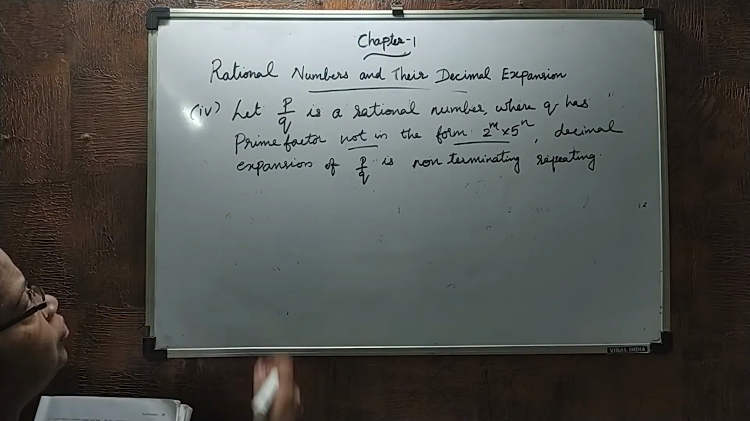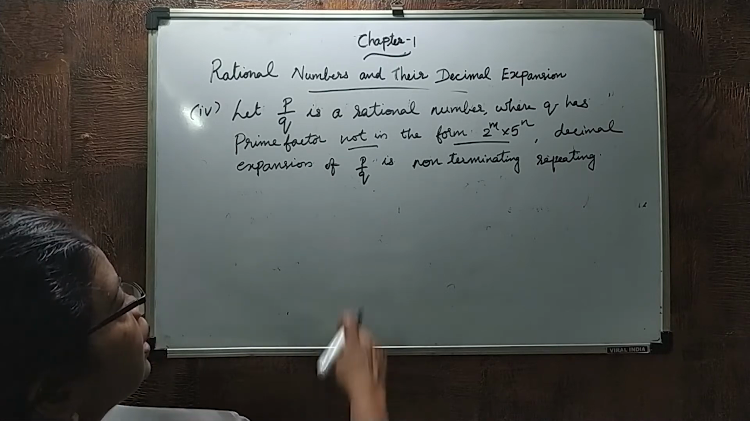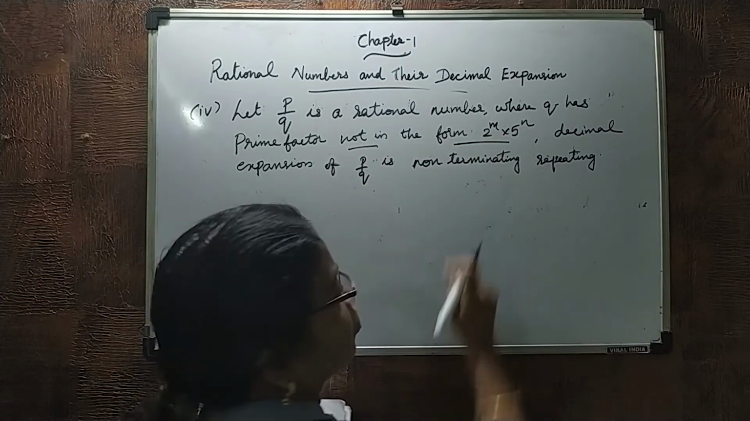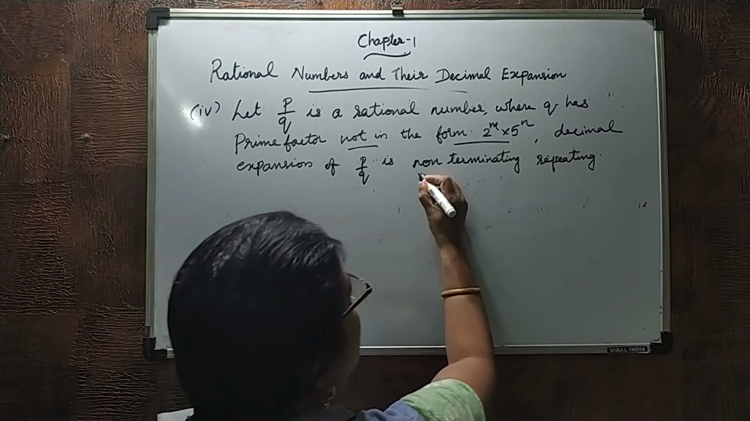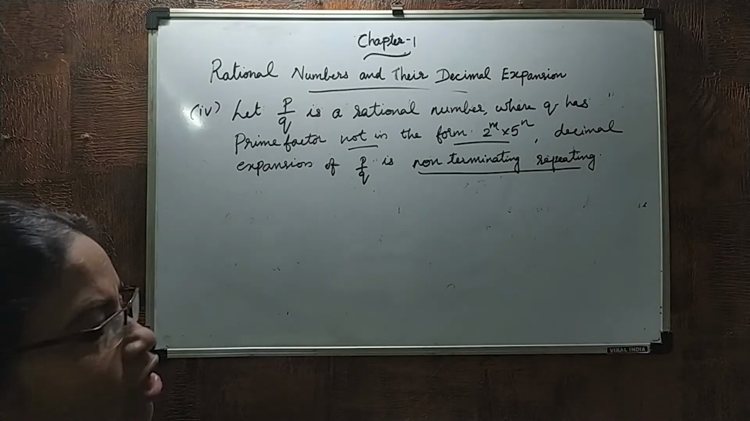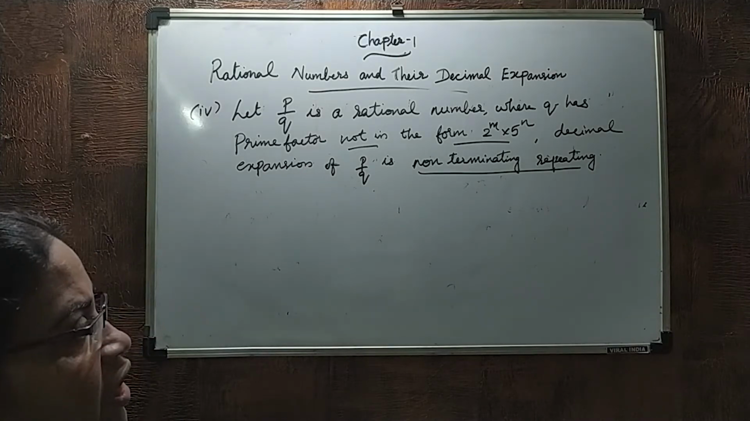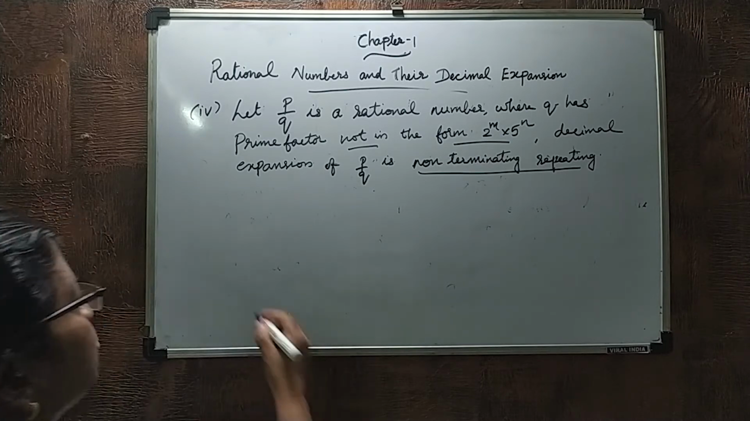Next, let p by q be a rational number where q has a prime factor not in the form of 2 raised to m into 5 raised to n. Then the decimal expansion of p by q is non-terminating repeating. It will not terminate. So these are the things you have to remember, and then I will write the steps.